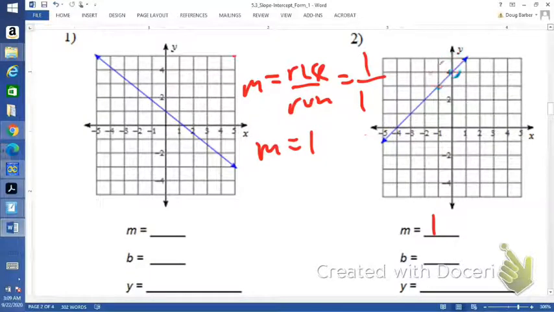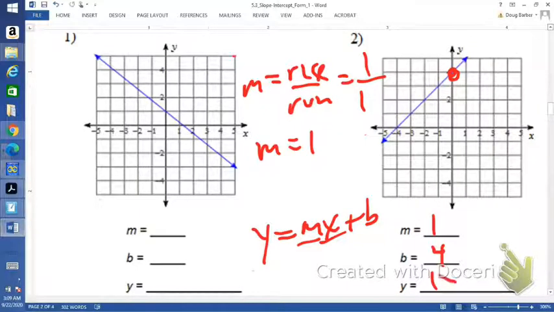Our y-intercept, or our b, where does it cross? Where does this line cross the y-axis? Right there at 4. Alright, so plug into slope-intercept form, y equals mx plus b. So our m is 1, and then we write x, but mathematically speaking, we don't usually put the 1 in front of the x like that. We just write x, the 1 is implied, and then our b is positive 4.